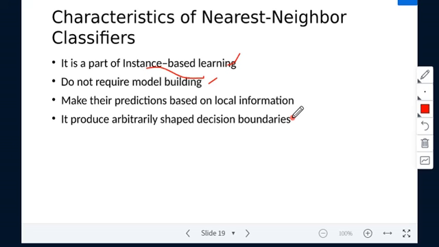It produces arbitrarily shaped decision boundaries. Such boundaries provide a more flexible model representation compared to the decision tree or the rule-based classifier, which are often constrained to rectilinear decision boundaries.